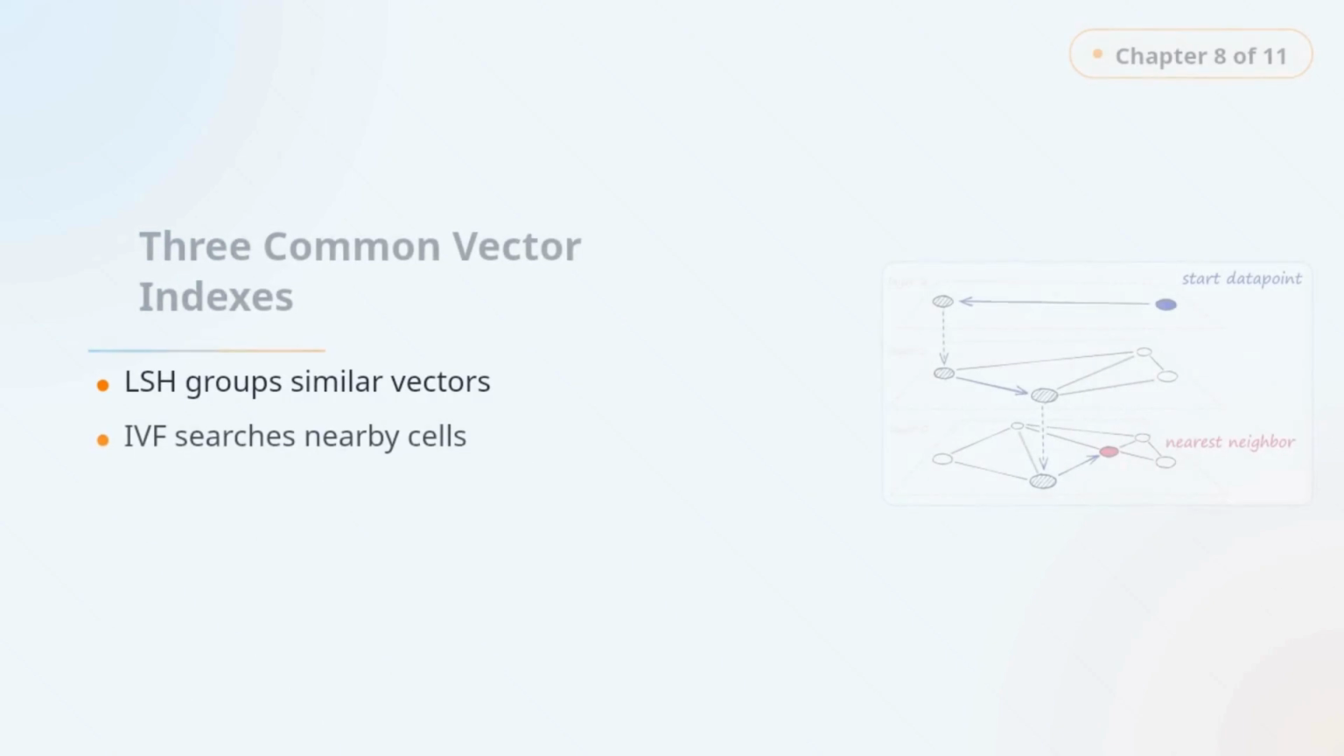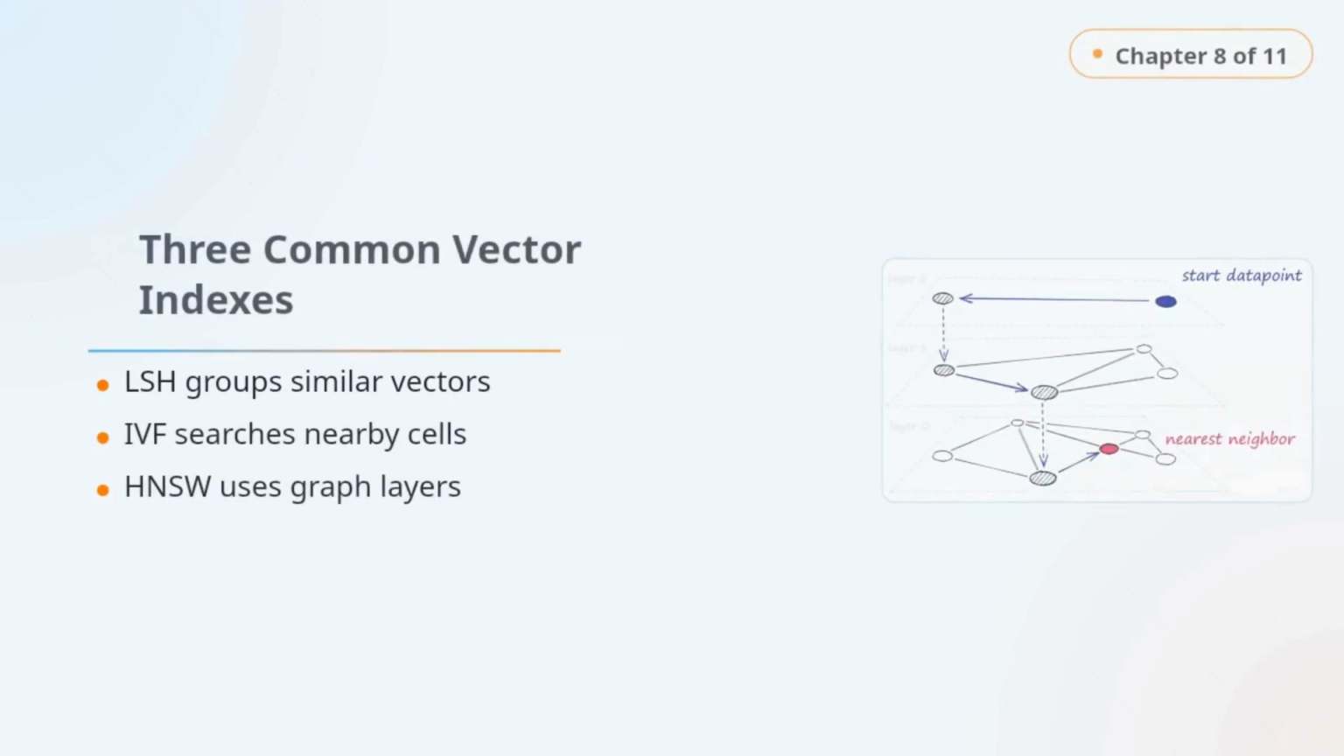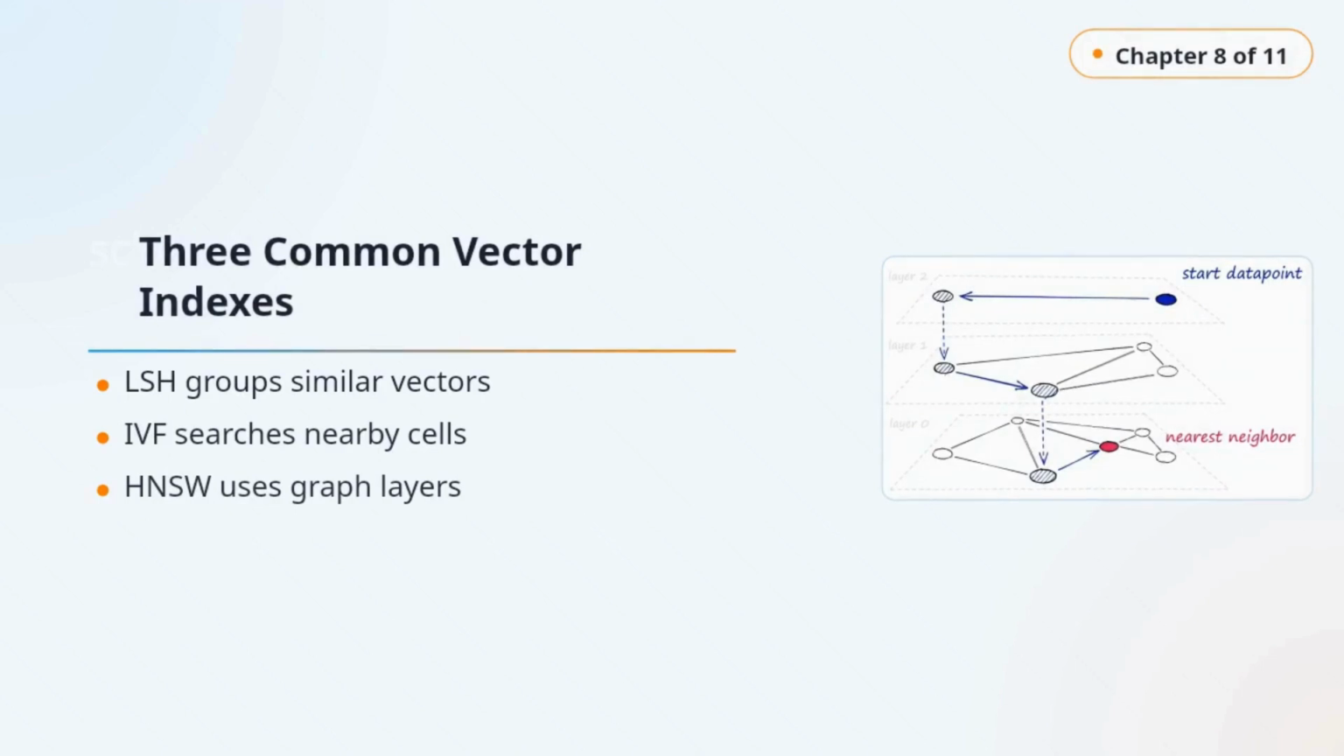3 common indexing techniques are LSH, IVF, and HNSW. LSH pushes similar vectors into the same buckets, which works better for smaller or lower dimensional data. IVF divides the space into regions around centroids and searches selected cells. HNSW builds a multi-layer graph, giving fast search and high recall, though it usually needs more memory.